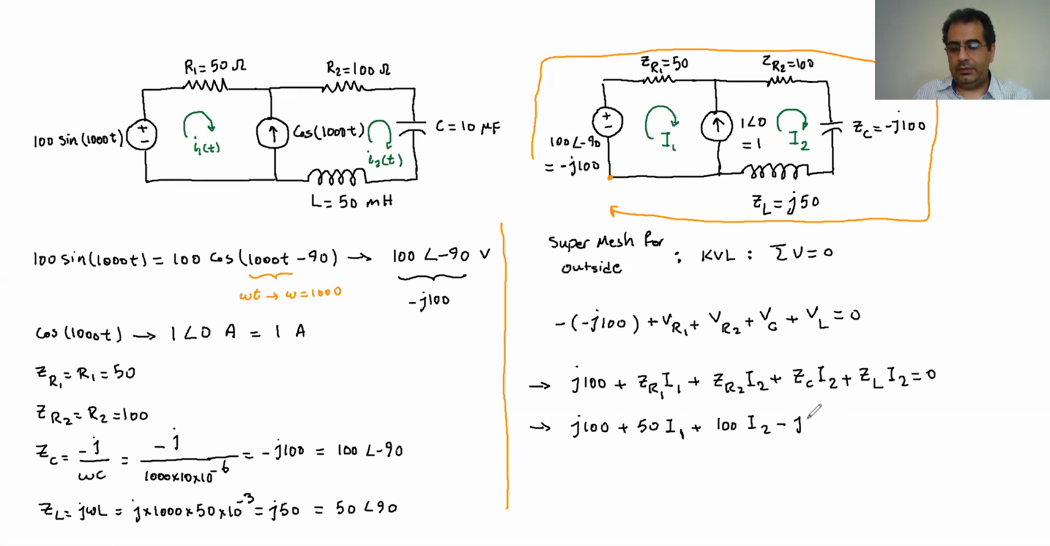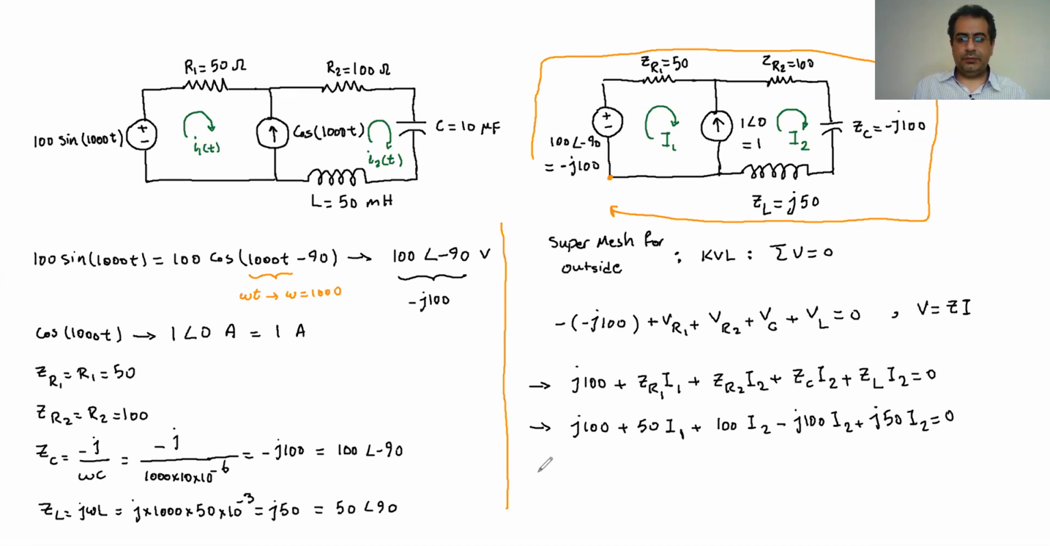Negative j100 I2 plus j50 I2 is going to be 0. So all I did here is substitute all the voltages with the equation V equals Zi for each element. Each voltage here, I replace it with the equivalent Zi.